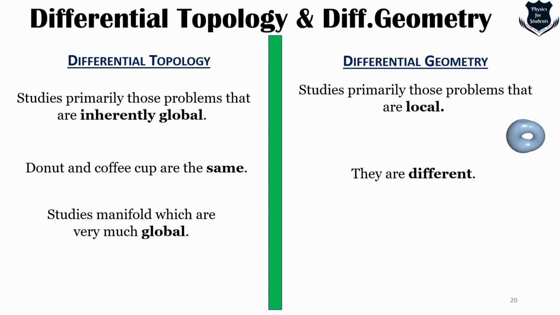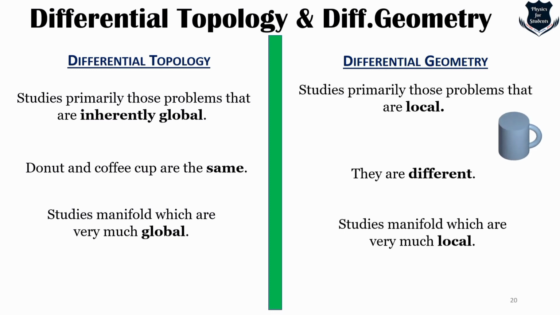So it studies manifolds which are global, it studies manifolds which are local. Just to tell you that differential topology, or topology as a whole, deals with global aspects, here it deals with local aspects. The donut and coffee cup are the same in their topologies, and here they are different, because differential topology deals with local structures: by holding the coffee cup in hand, they can find out there's a hole, something which the donut doesn't have, so they call it different.